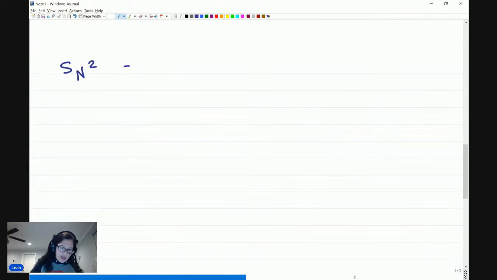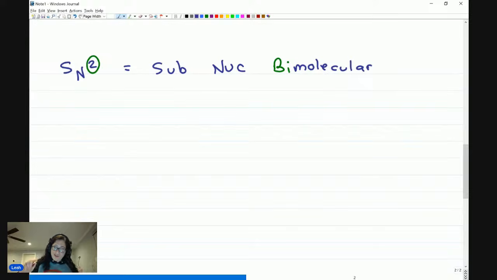SN2: the S stands for substitution. N is nucleophilic, and I'm writing it shorthand. The 2 does not tell me how many steps. Be very, very careful. The 2 tells me how many molecules are reacting at the same time in the rate determining step. It is a bimolecular reaction, 2 things colliding at the same time.